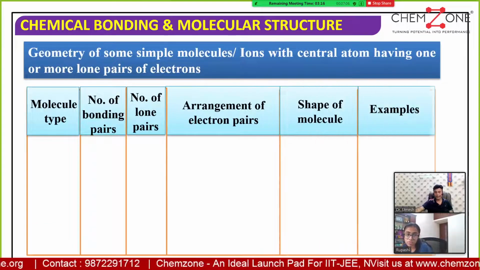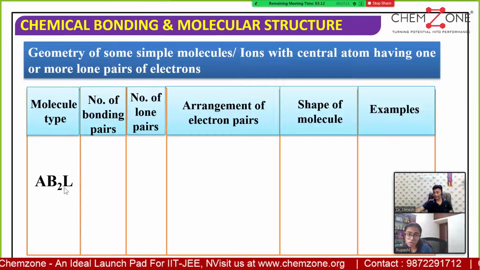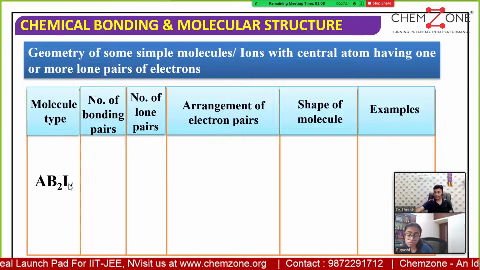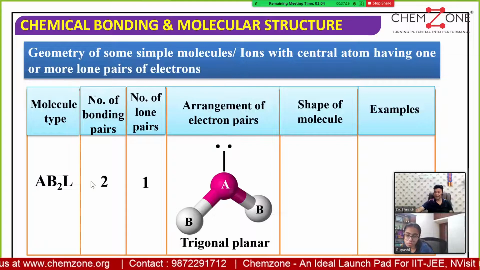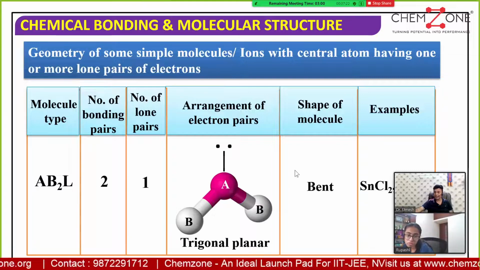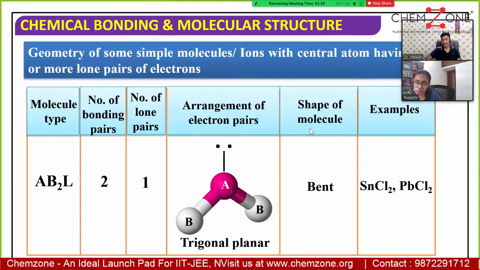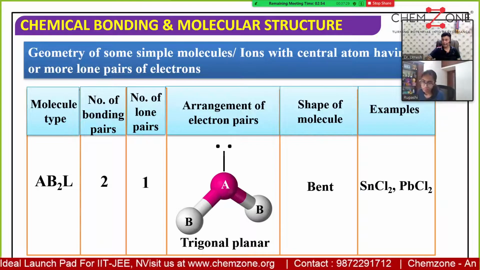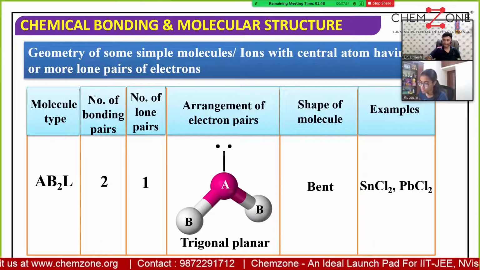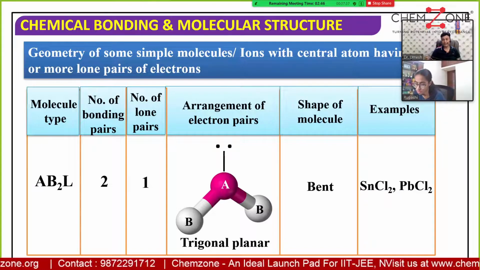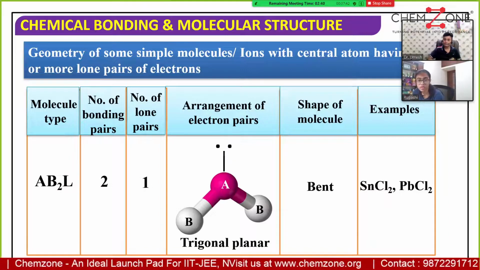Now, if we have AB2L, L means one lone pair: two bond pairs and one lone pair, like this. It will become a trigonal planar bent structure. SnCl2 example I had discussed here. PbCl2 we can discuss here, right? That we have already done. Same thing I am representing here. AB2L means two bonds and one lone pair.